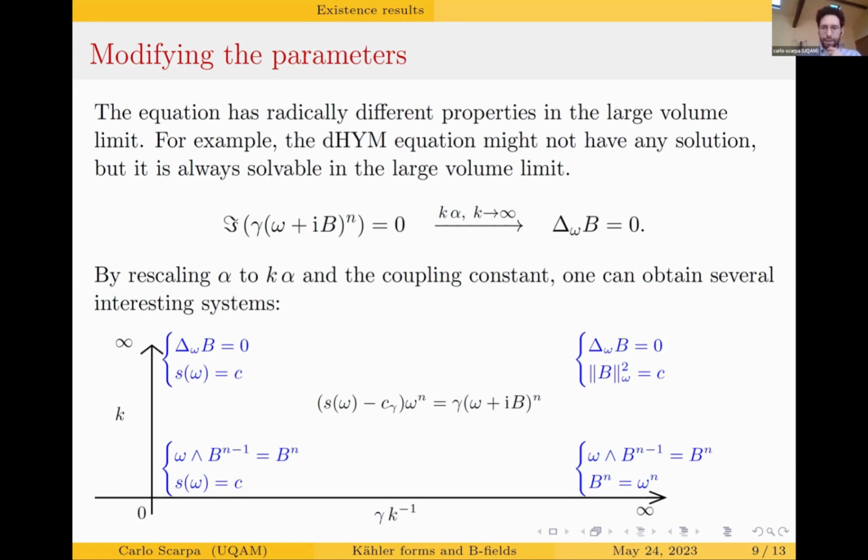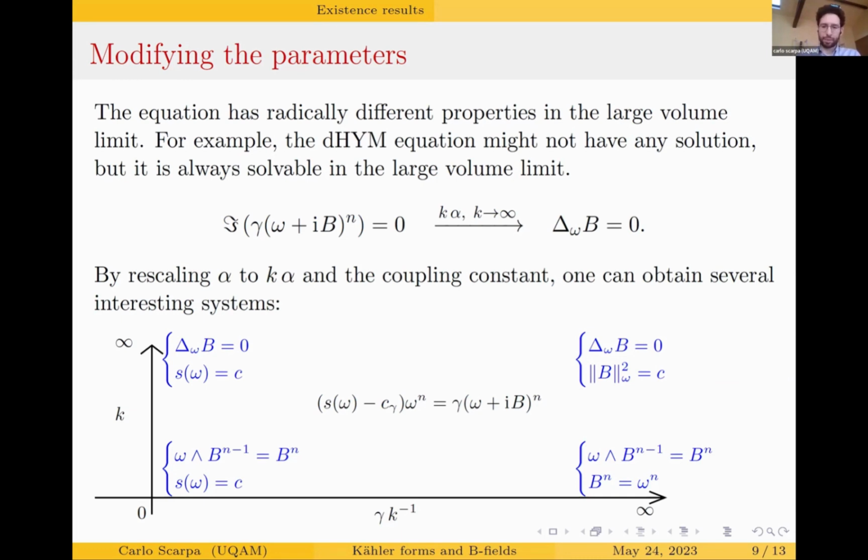On the upper right corner, we find a system that looks slightly weird, but it's always solvable. So it's more or less trivial. And on the lower right corner, instead, we find something that is very strange. It's coupling the J equation with the Monge-Ampère equation. And my intuition is that this thing almost never has solutions.